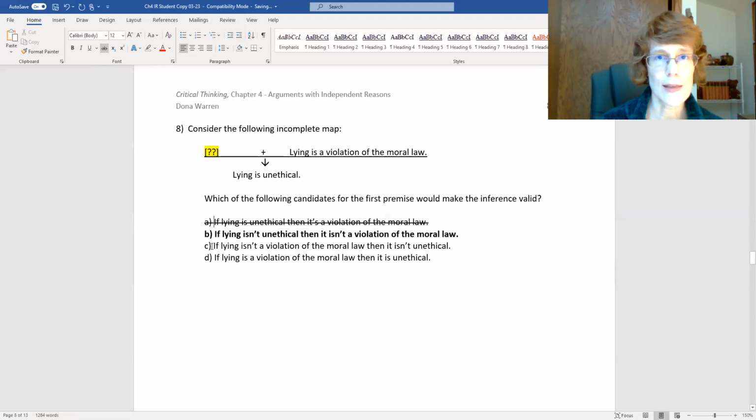Now, take a look at C. What did you decide about C? If you want to take a little moment, pause, think, and then start again.